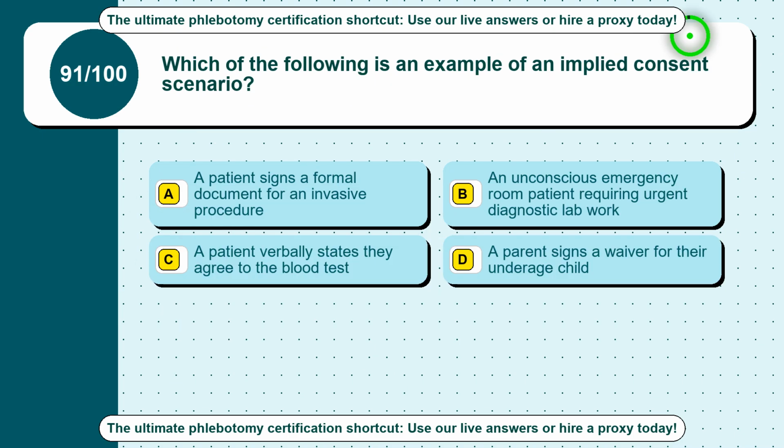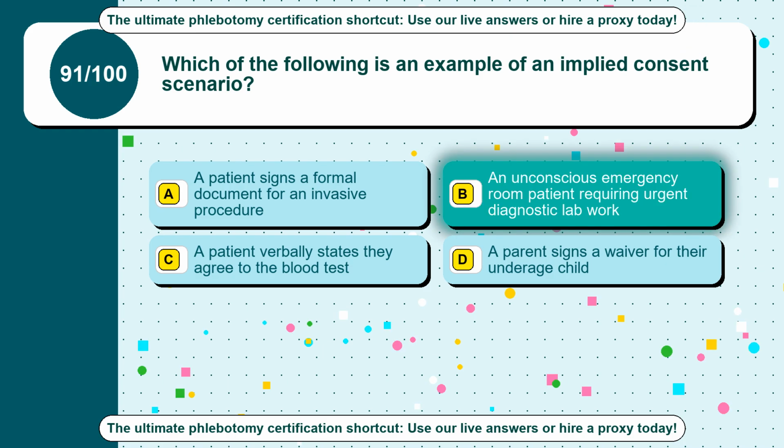Question 91. Which of the following is an example of an implied consent scenario? Option A, a patient signs a formal document for an invasive procedure. Option B, an unconscious emergency room patient requiring urgent diagnostic lab work. Option C, a patient verbally states they agree to the blood test. Option D, a parent signs a waiver for their underage child. The correct answer is option B, an unconscious emergency room patient requiring urgent diagnostic lab work.